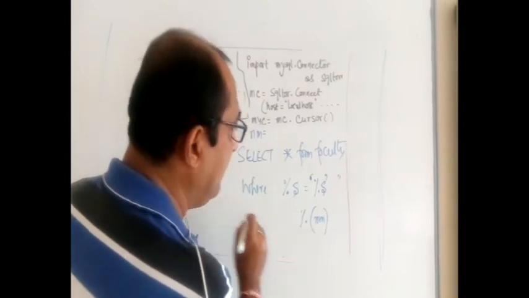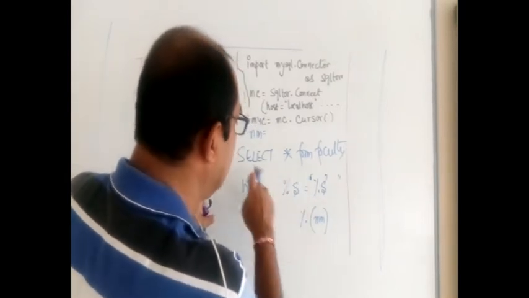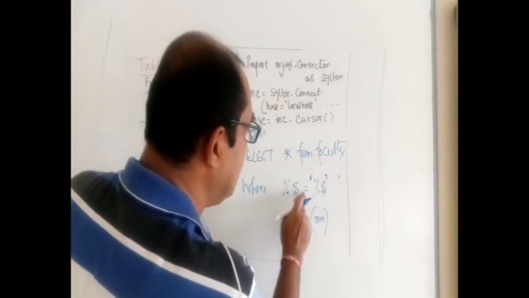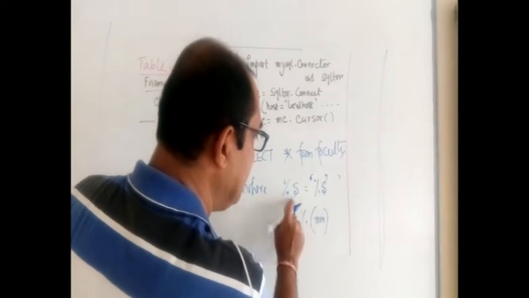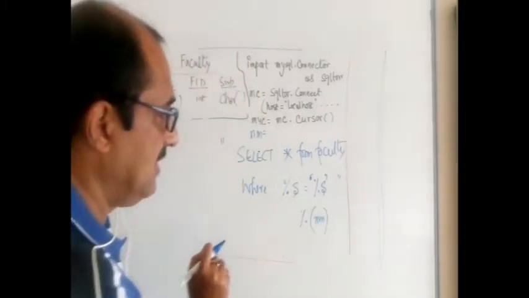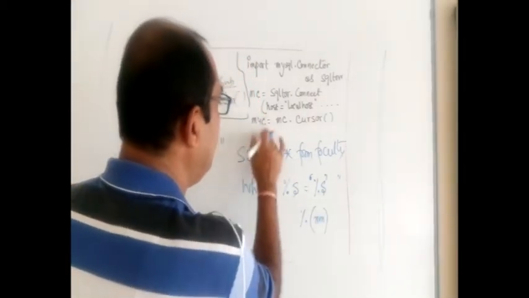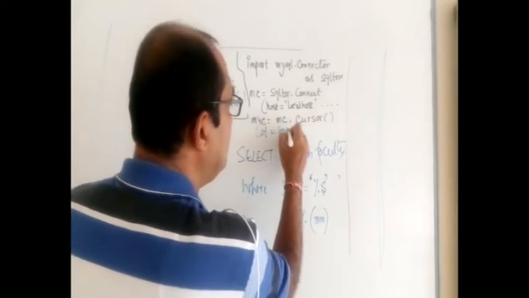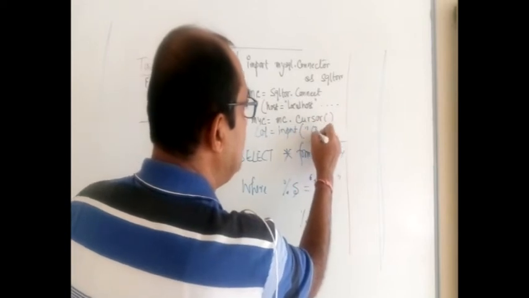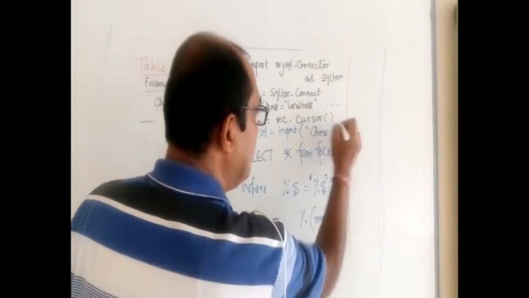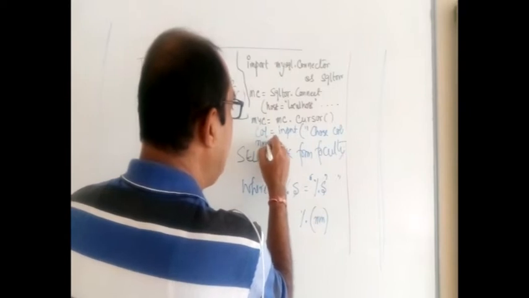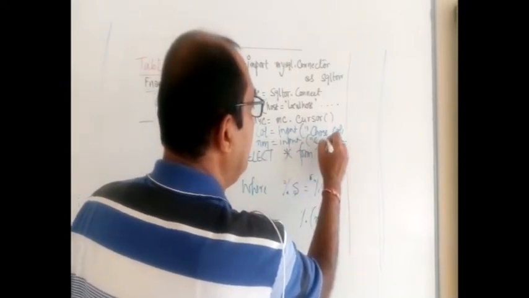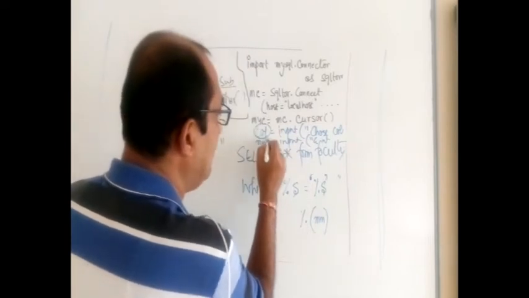Ultimately it stands like this: select * from faculty where %s = %s. Now what can happen is you can beforehand ask the value from the user: input, choose the column, I'm writing in short, col, and you can write nm as input, choose the value or enter the value. So two things are input here: one is column, one is nm.